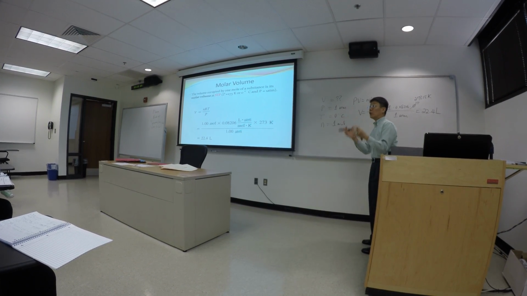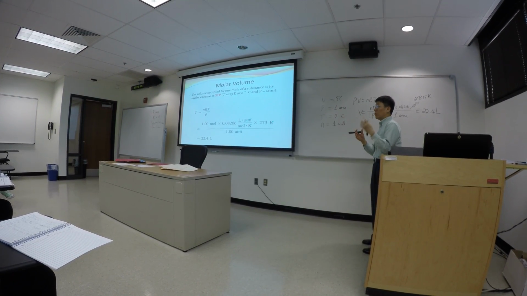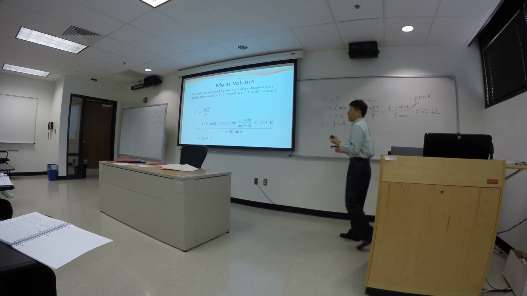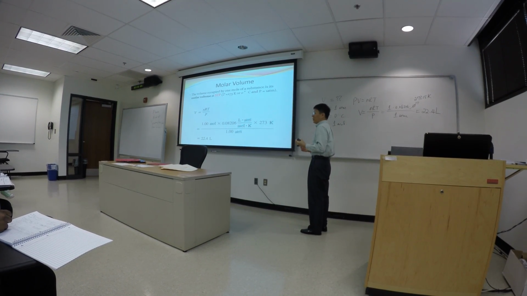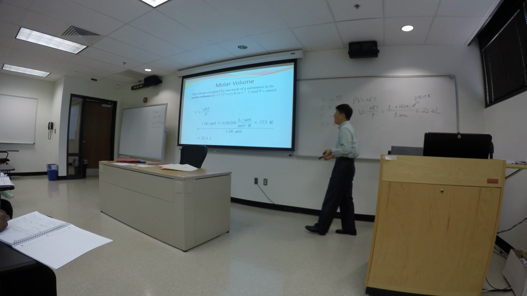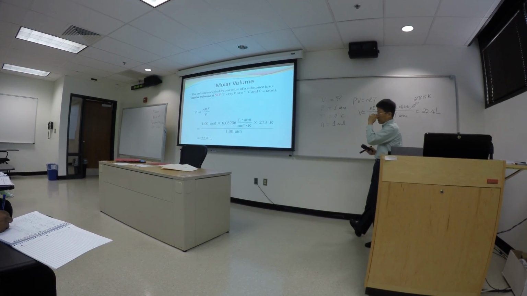As long as you have a total number of moles as 1 mole. 1 mole of any gas, 1 mole of air, a mixture of nitrogen gas and oxygen gas will occupy 22.4 liter. So that's the molar volume.